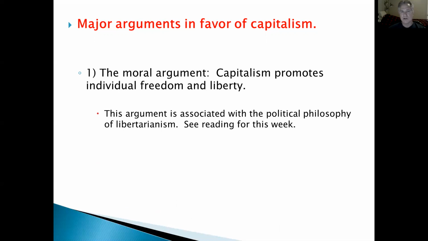So this argument is often associated with the political philosophy of libertarianism. There's a large libertarian political party in our country that really strongly advocates a purely capitalist economy because it is so conducive to having a free society where civil liberties are very advanced. We can say what we want. Big Brother is not looking over us. So take a look at this reading. I probably will have a question or two on the quiz from the article or the reading on libertarianism.